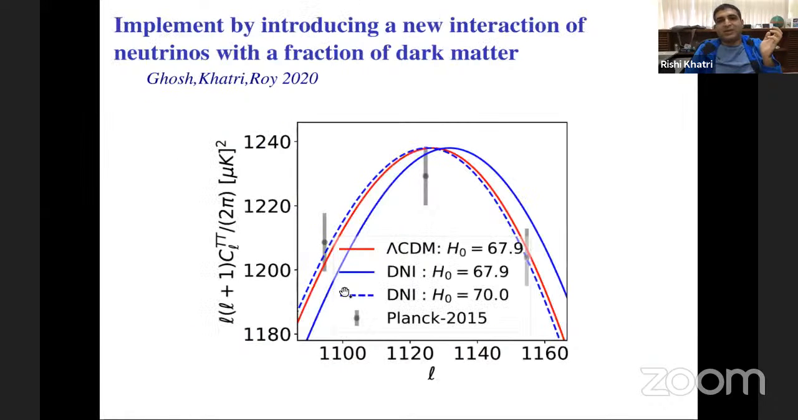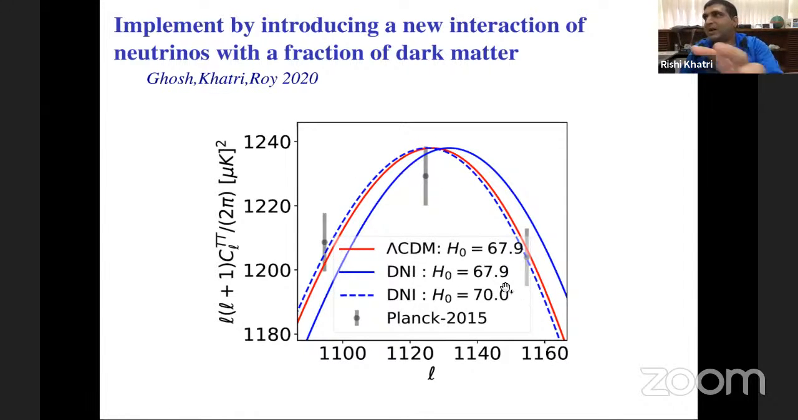And it turns out that when you introduce these interactions, it actually exactly undoes this change in phase shift, it exactly undoes the effect of increasing H0. So this is shown in here. So red line is the lambda CDM.